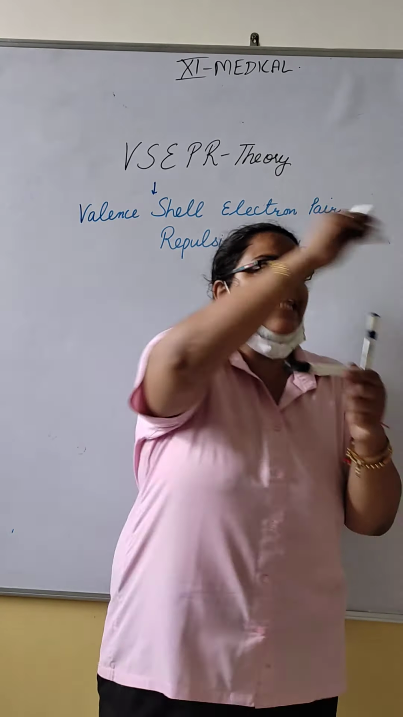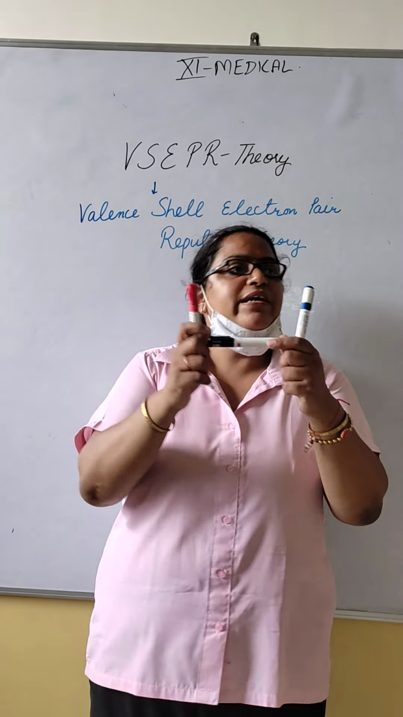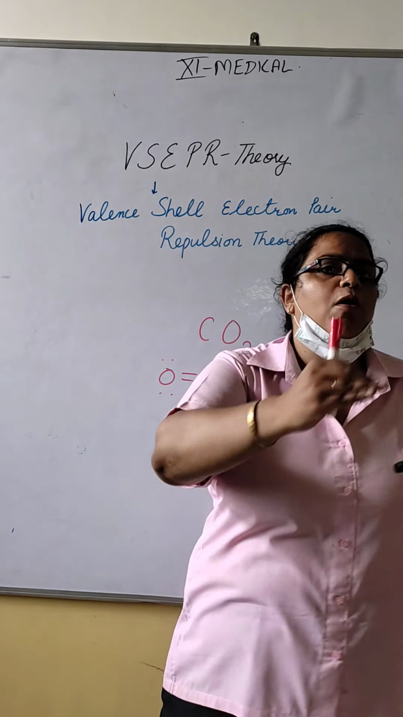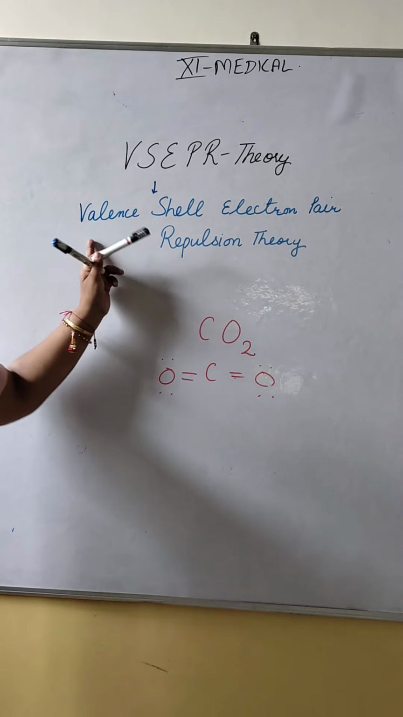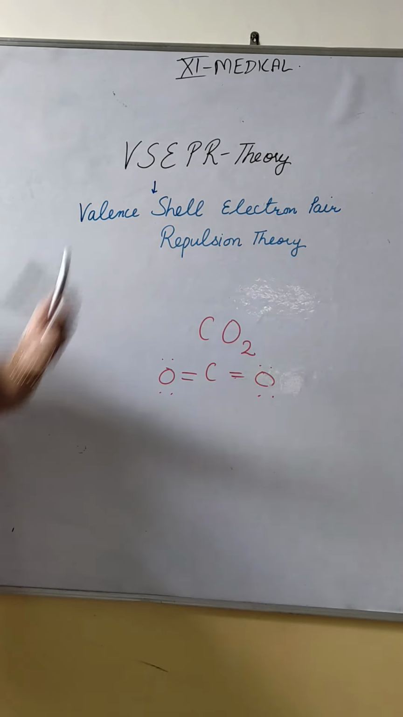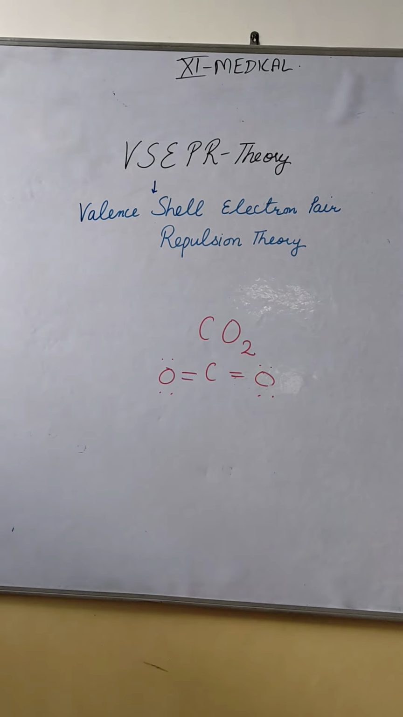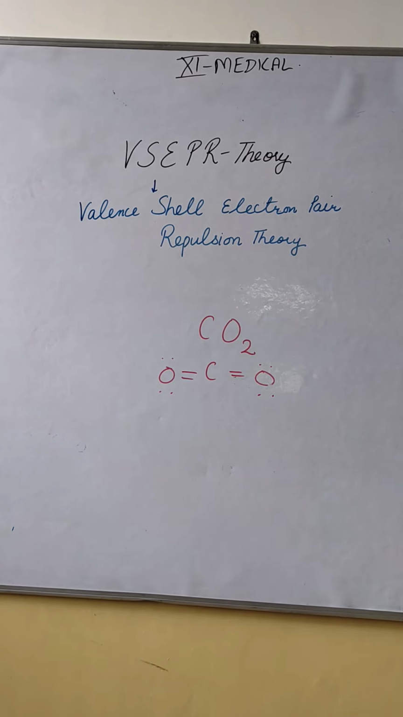So by seeing that position in space, we can define the shape of the molecule. So valence shell electron pair repulsion theory is used to describe the shape of molecules. Clear? Clear to everyone? Okay.